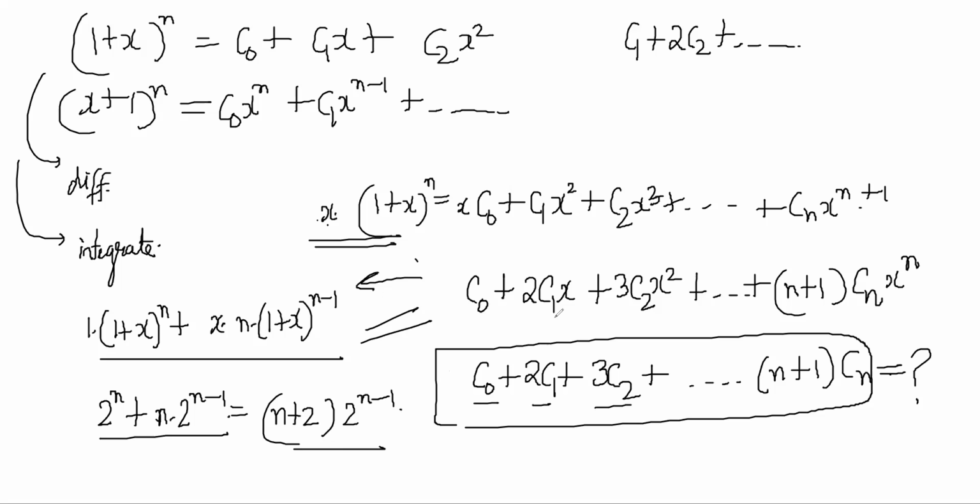If I had put minus 1 here, I would have said that C0 minus 2C1 plus 3C2 minus and so on is equal to 0 minus 1 into n and 0, 0. You understand? So questions could be a little complicated here.